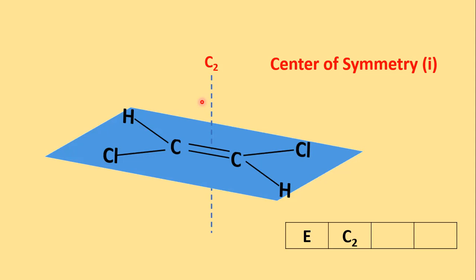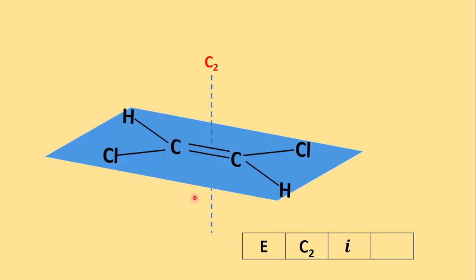Next we come to the center of symmetry. From the imaginary center here, if you draw an arrow in one direction you will get a hydrogen atom. If you draw another arrow of the same distance in the opposite direction, you get a hydrogen atom again. Similarly, if you draw an arrow from the imaginary center in one direction you get a chlorine atom, and in the other direction, if you draw an arrow of equal distance, you will get the chlorine atom again, and so the center of symmetry is present and inversion can occur.